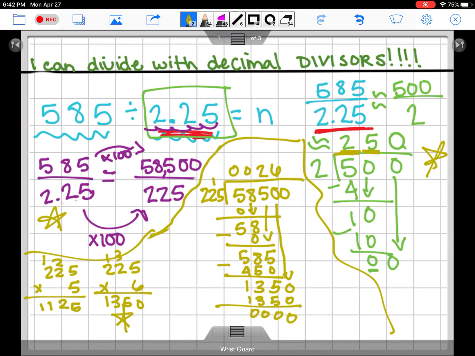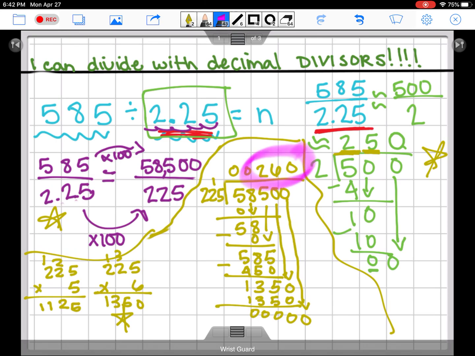Can we stop? Is it 26? Our answer is 26. No, we have another 0 here in our ones place. We must drop it down. 225 can fit into 0 zero times. You guys got it? Beautiful work.